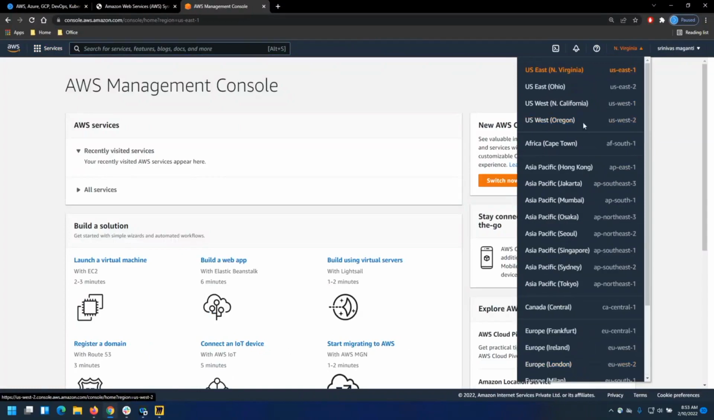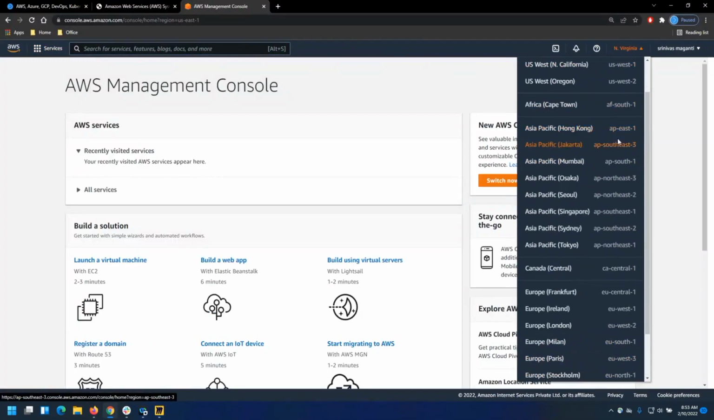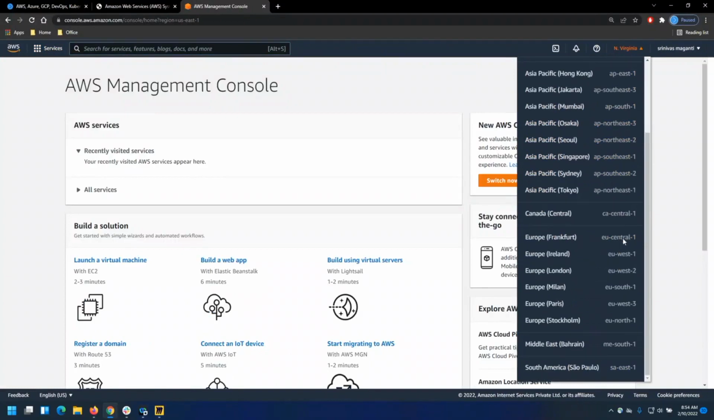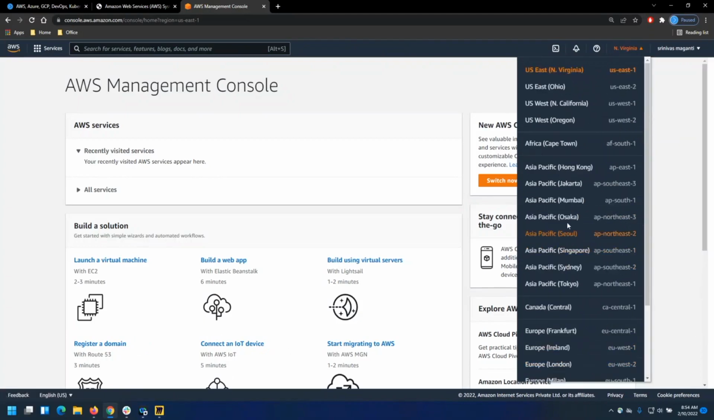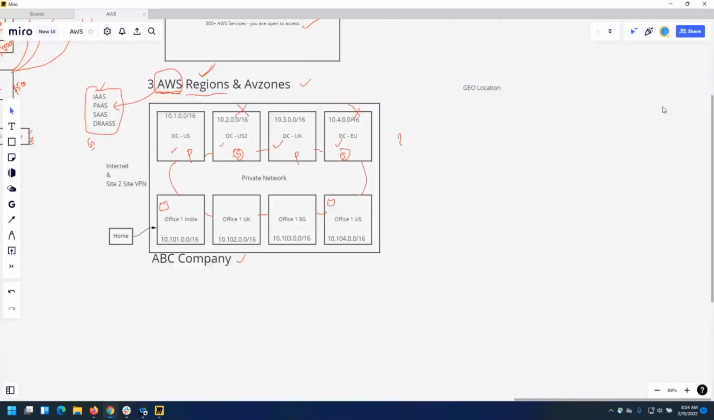What are these locations? US, 4 locations, Africa 1, and Asia, you have around 8 locations, right? And then Canada, Europe, your Middle East, and South America. These are the maximum locations we have currently, and in future they might come up with new regions, I would say. So each location I'll call a region.